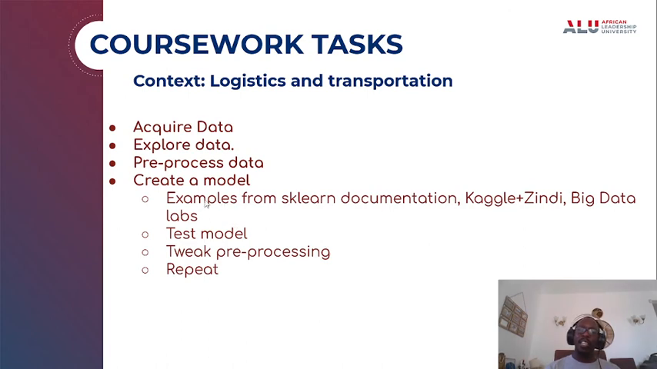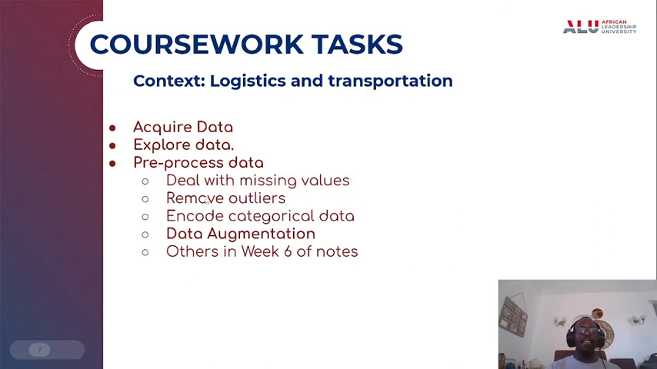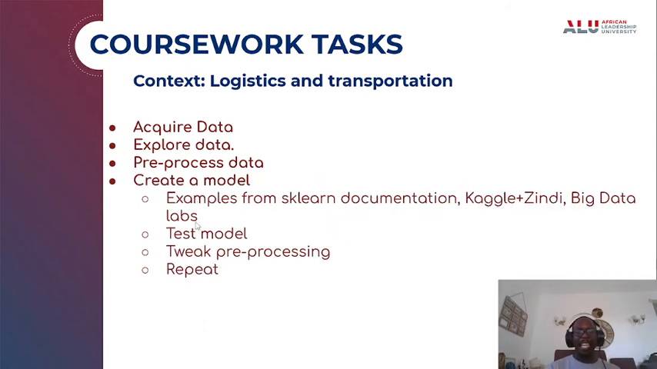Next thing you do, within creating the model, is test the model, check its performance, and then after testing it, you might decide to tweak your pre-processing. So for instance, if you realize that there have been outliers, you can come back to pre-processing and remove outliers. Or you remove the outliers, now don't remove outliers, and then come back here, test it again. So just change your pre-processing steps and see the effect of that.